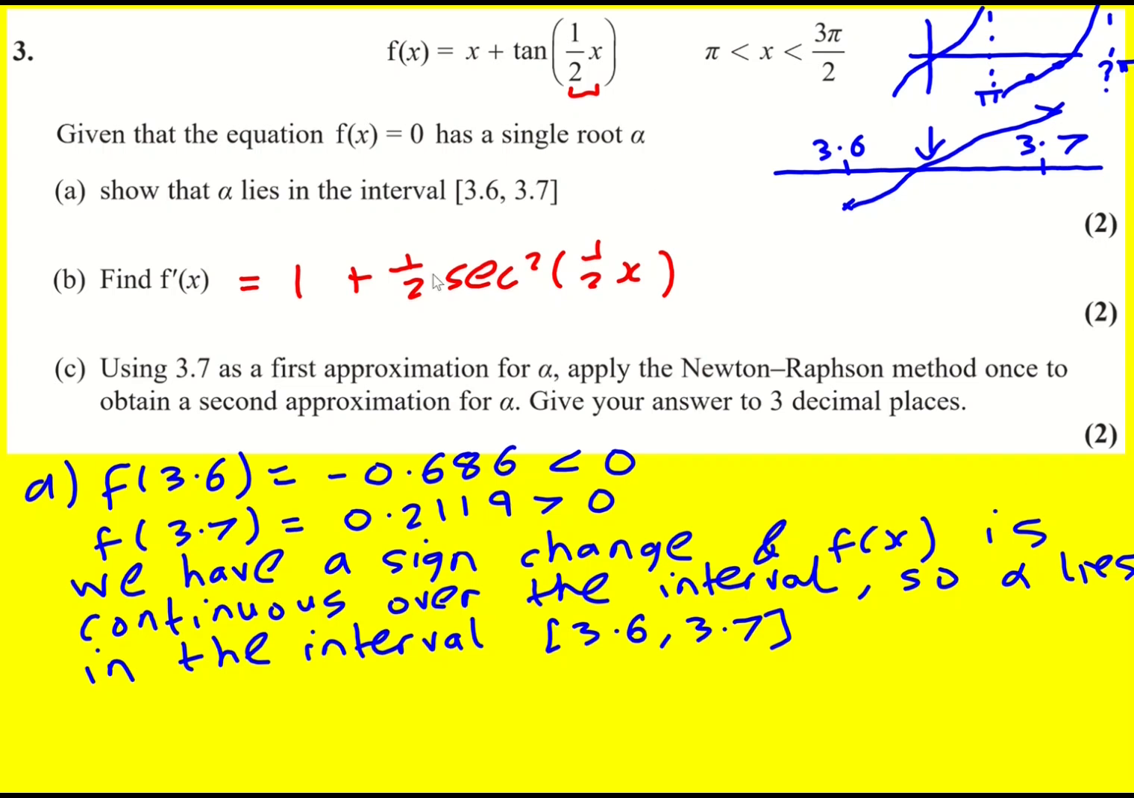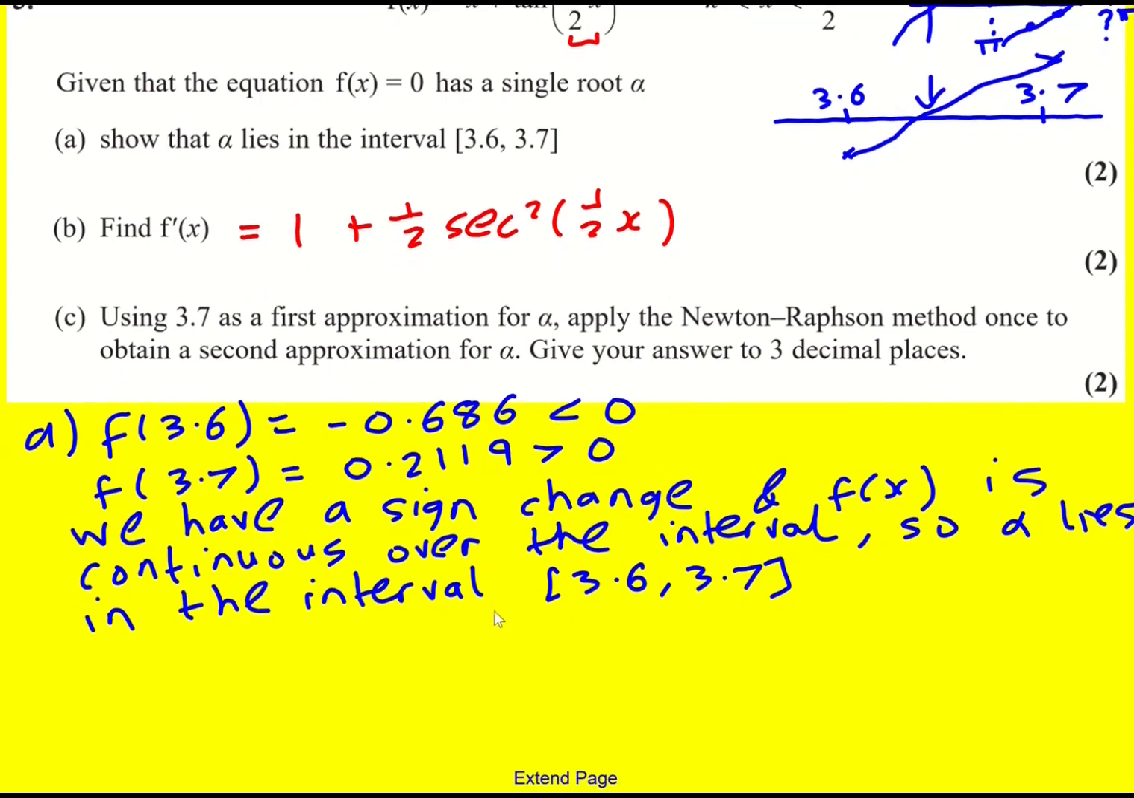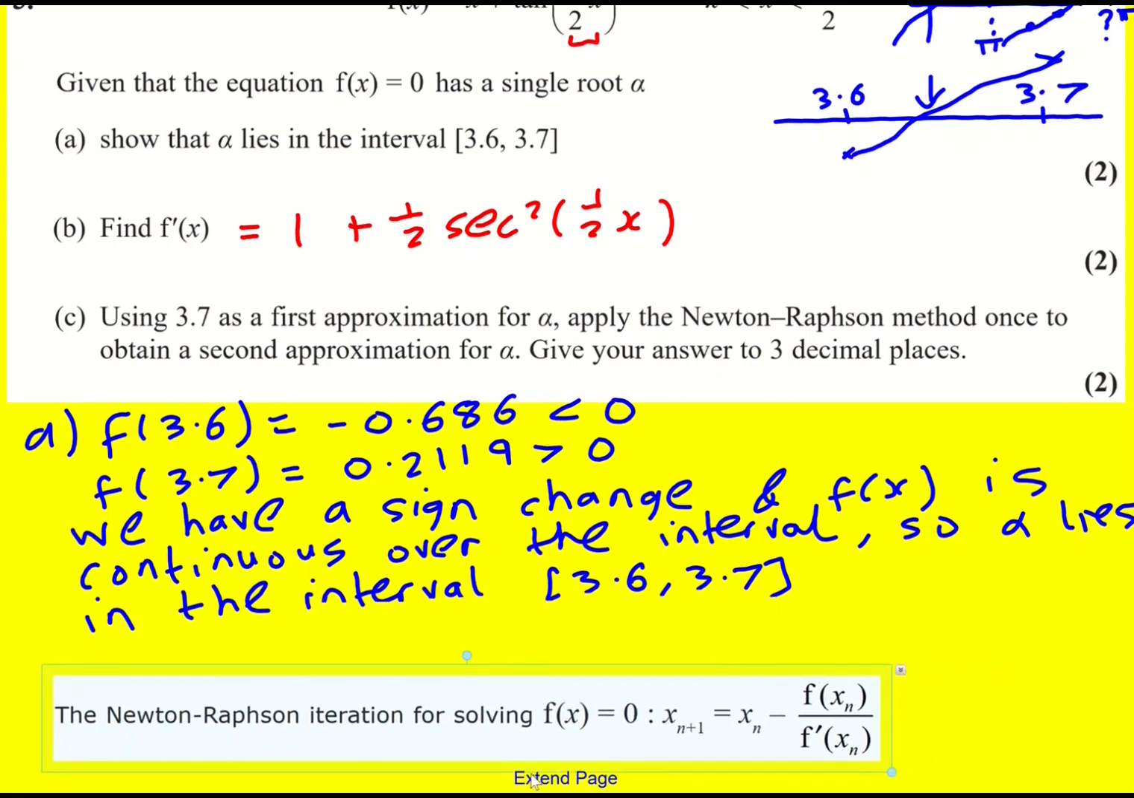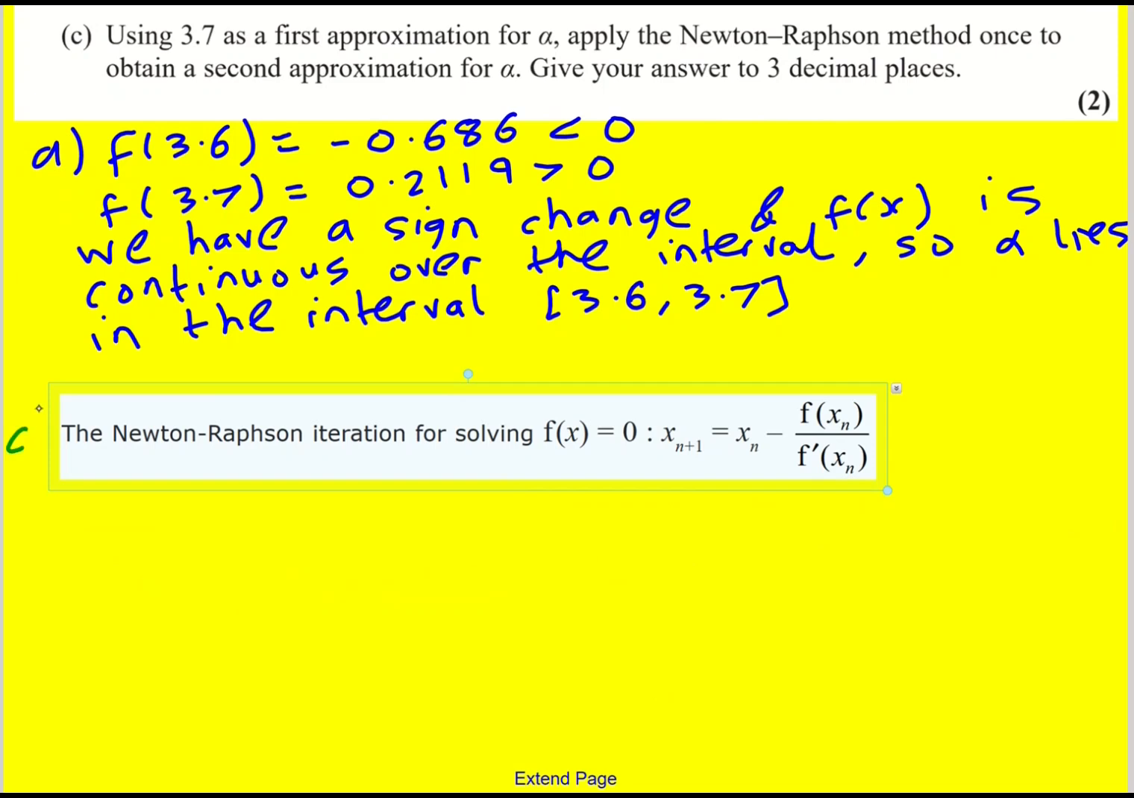Then we're asked to use 3.7 as the first approximation in the Newton-Raphson method. Here is the Newton-Raphson method. I always like to remind people what is actually going on in the Newton-Raphson method because it's easy for teachers to talk about it and then you just forget and you just end up substituting this formula without having any idea what it's doing.